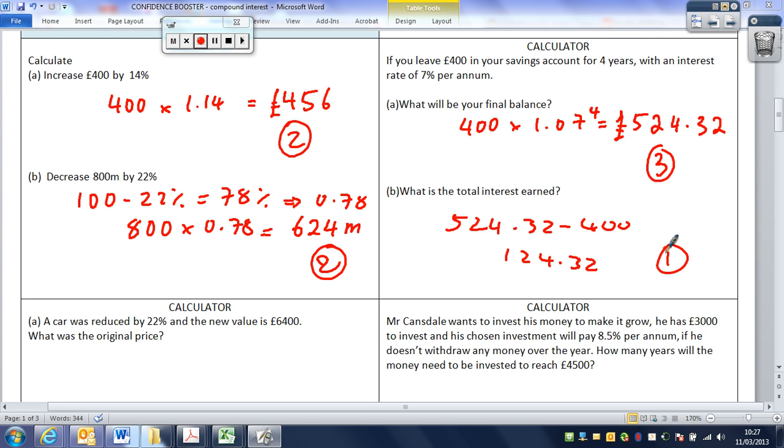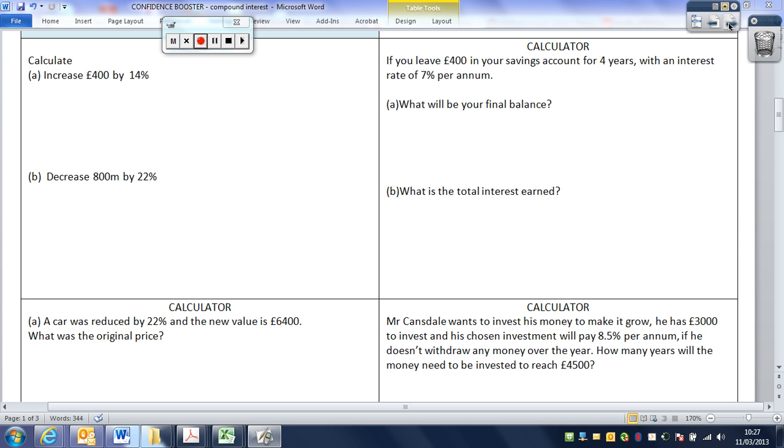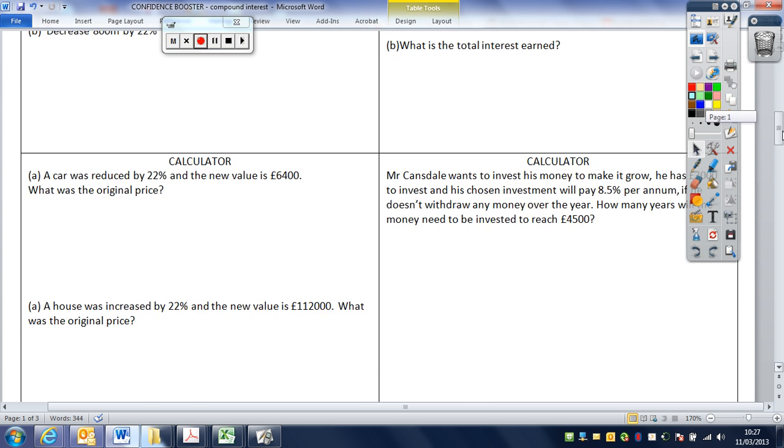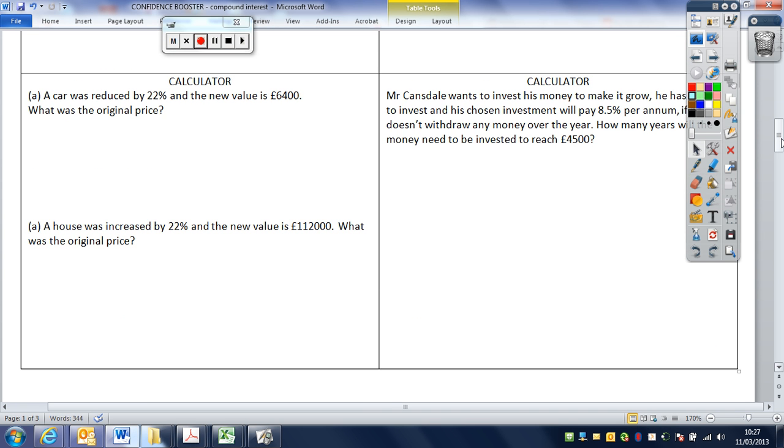Right then, reverse percentage. The thing that I ask other people, they think they're mathematically minded and they get it wrong because they don't think carefully enough about what is in front of them. Okay, now, a car was reduced by 22% and it's now worth £6,400. What was the original price?